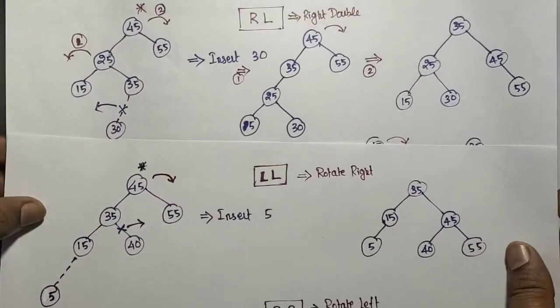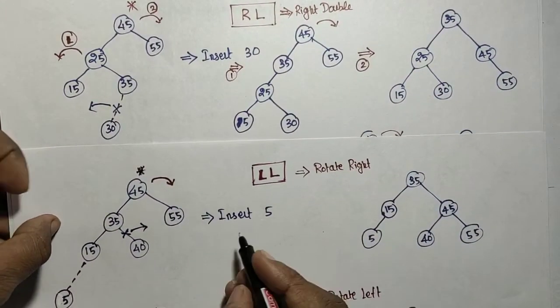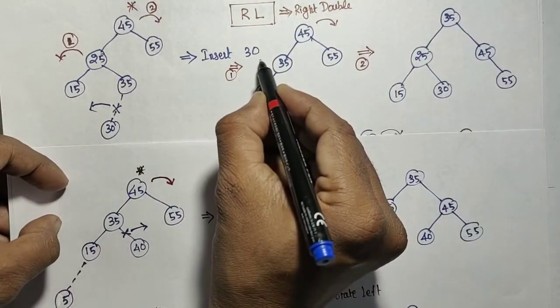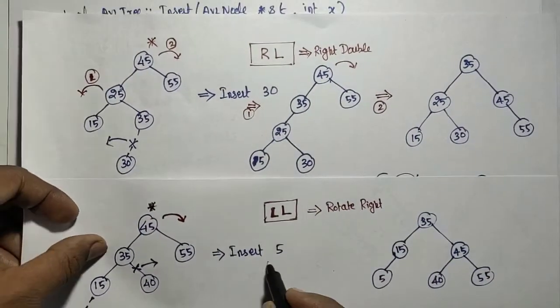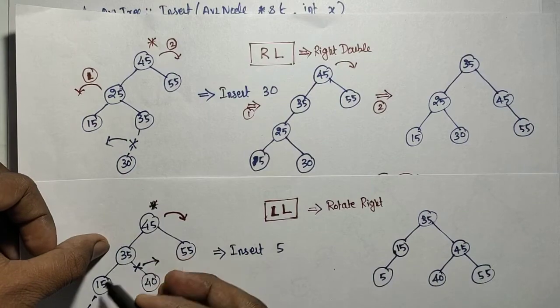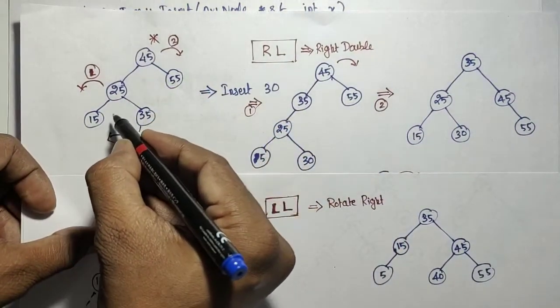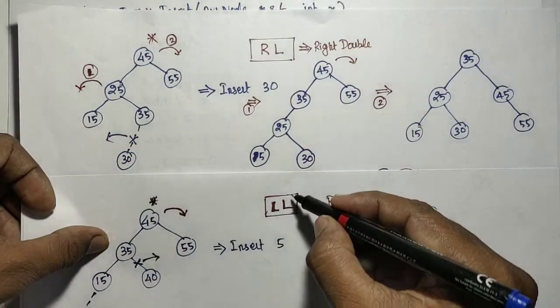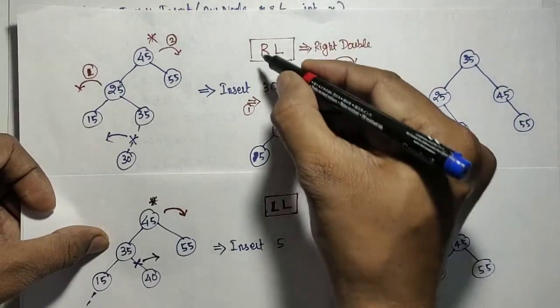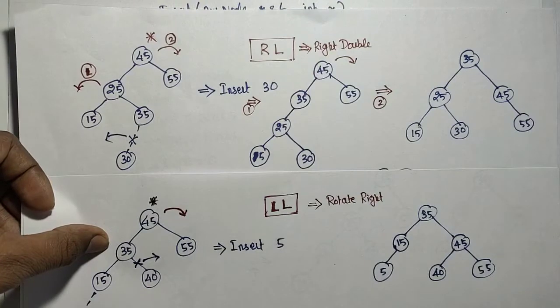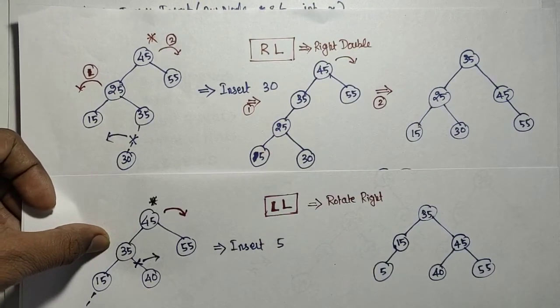So this situation occurs only for inserting the 5 and inserting the 30, correct? Inserting the 5, the 5 is going to be inserted on the left side. For inserting the 30 also, the 30 is going to be inserted on the left side. So only the 2 cases, that is left of left or right of right. So possibility for only the 2 cases.